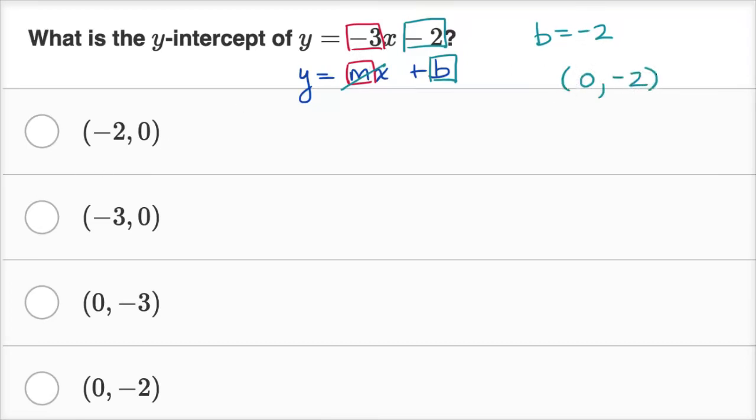Well, when x is equal to 0, y is equal to negative 2. And you could see that in our original equation. Again, if x was 0, this term would go away, and y would be equal to negative 2. So 0, comma, negative 2. So it would be that choice right over there. On Khan Academy, obviously, you just have to click on that. You don't have to shade it in. Let's do one more.